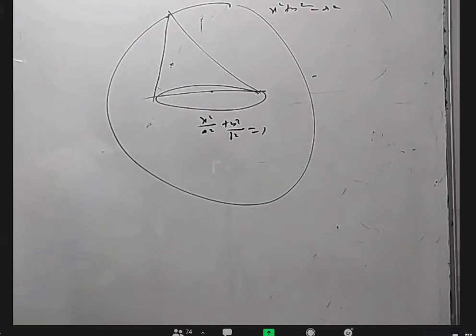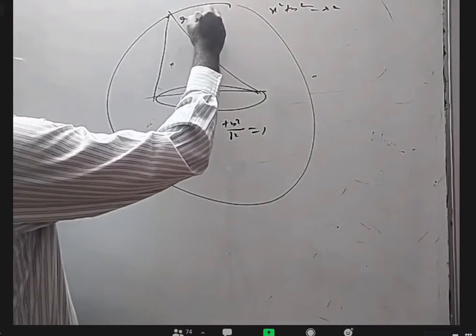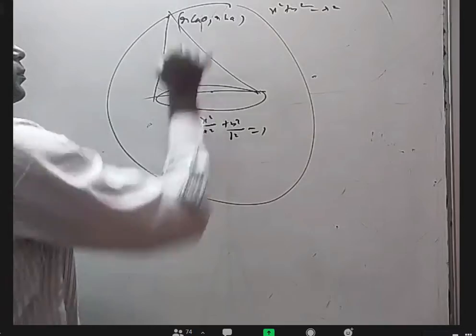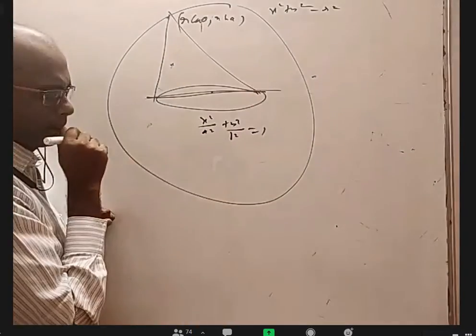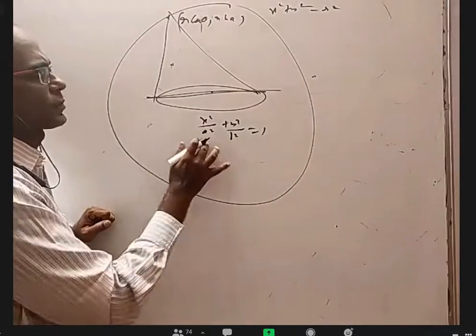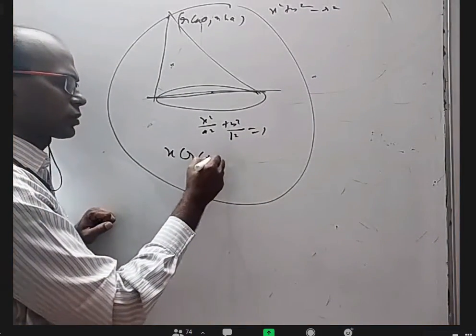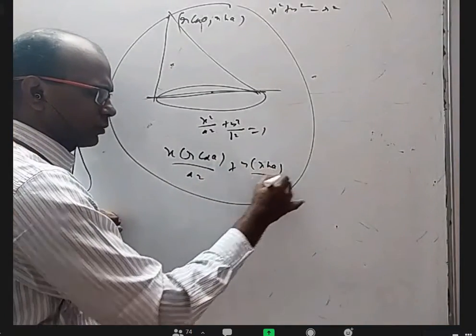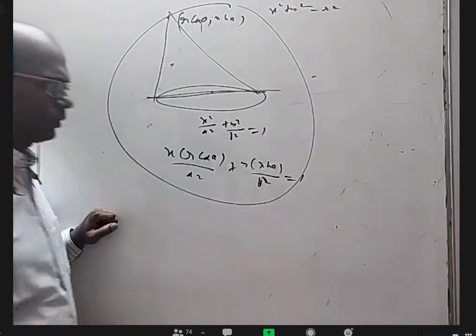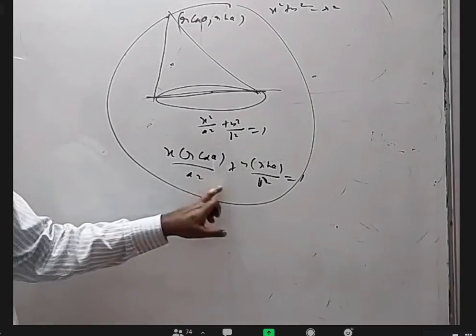R, a, b are fixed. So take this point as r cos theta, comma r sin theta. Then what is this line? S1 equal to 0 with respect to this. We'll get x into r cos theta by a square plus y into r sin theta by b square equal to 1. Can I say this is always tangent to one ellipse?